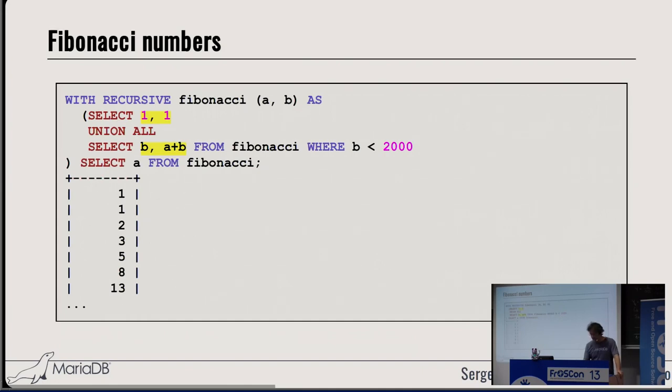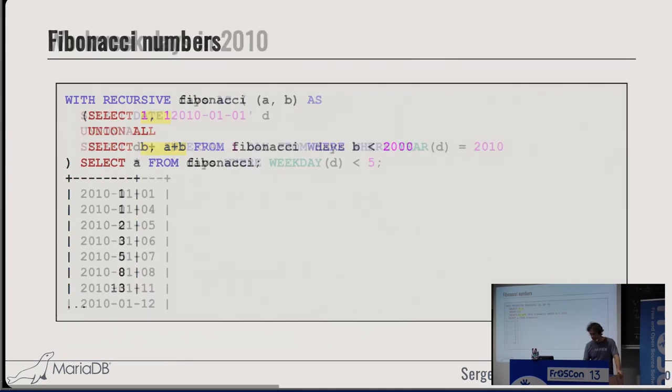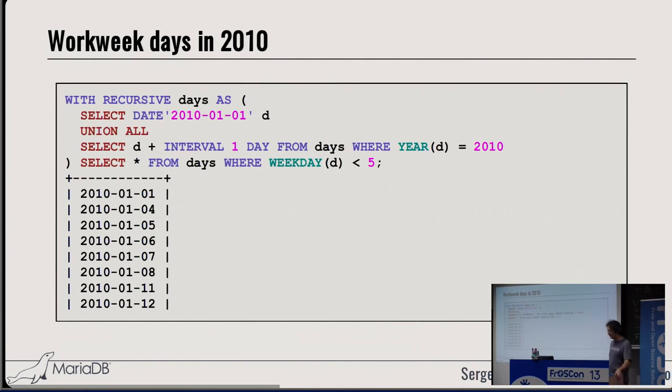But with common table expressions, you don't need that because you can generate a table of all working days on the fly and immediately join with it. This is how you do that. This is an example of how to generate all working days in the year 2010. So again, we start from January 1st, and then every next row is the previous row plus one day. And we continue this exercise as long as we stay within the year 2010. So after executing this common table expression, we'll have all the possible days in the year 2010.